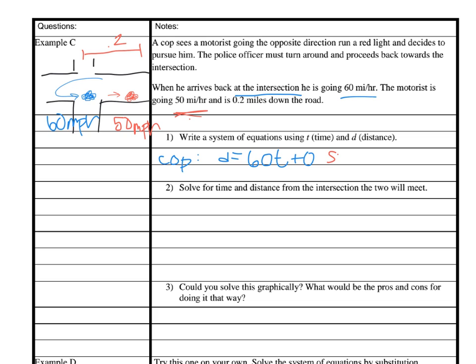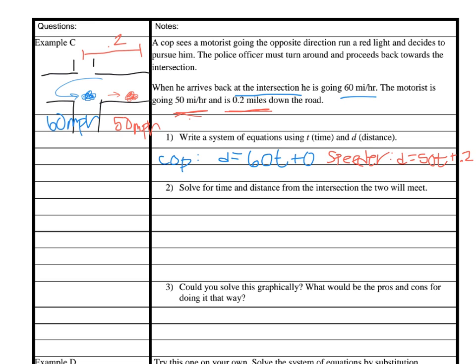Now for the speeder, or the motorist, whichever you'd like to call them, it would be d equals, so the distance is equal to the speed that they're going, 50 miles an hour, times how long they've been driving, but the speeder is 0.2 miles down the road. So we also have to have a plus 0.2.